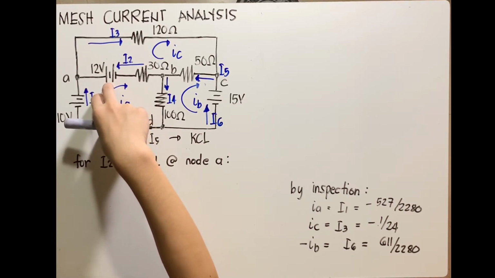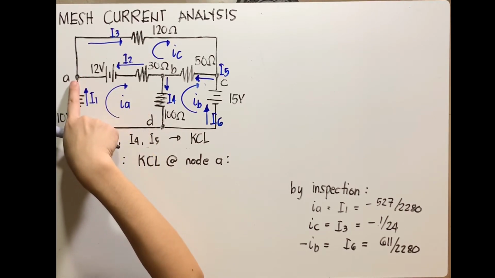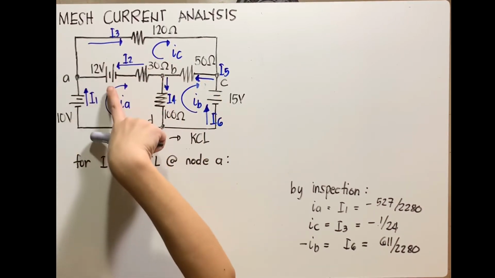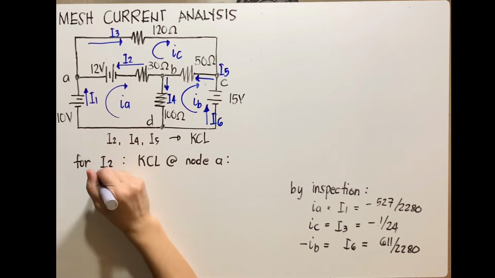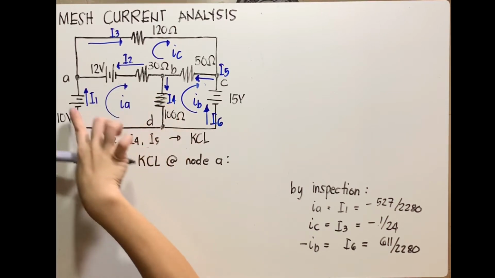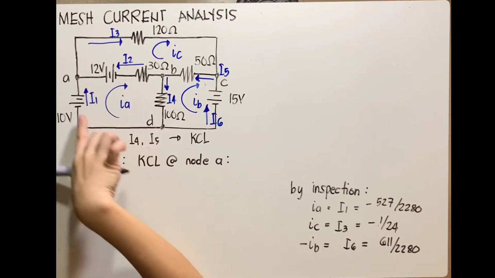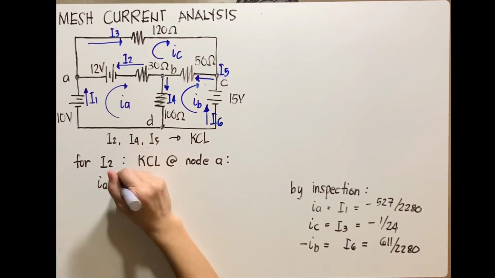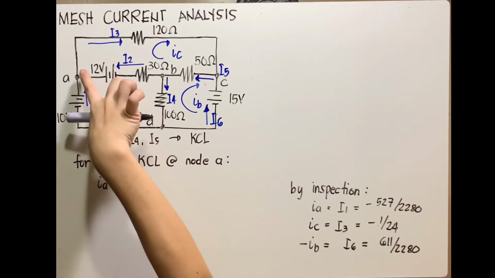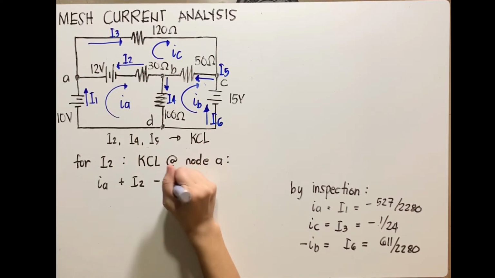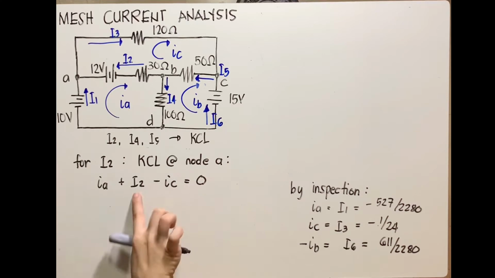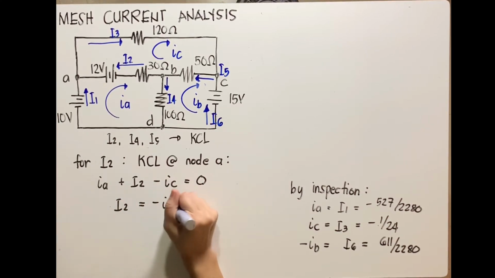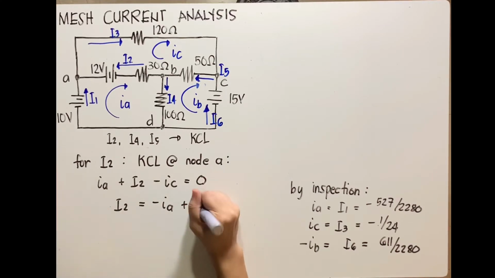Tama ba? Okay. So, kung pinili ko itong nasa kaliwang node, lalabas yung taas dyan, si IC lalabas dyan, si IA papasok dyan. So, mangyayari ito, you get positive IA. IA is entering here, sa kaliwa mo. IC is leaving sa kaliwa din. And then you have I2 entering, so you get positive I2. And then, IC is leaving, so you get negative IC. And then, equate that to 0. So, lalabas, for me to solve for I2, that would be negative of IA, negative of IA, positive of IC.